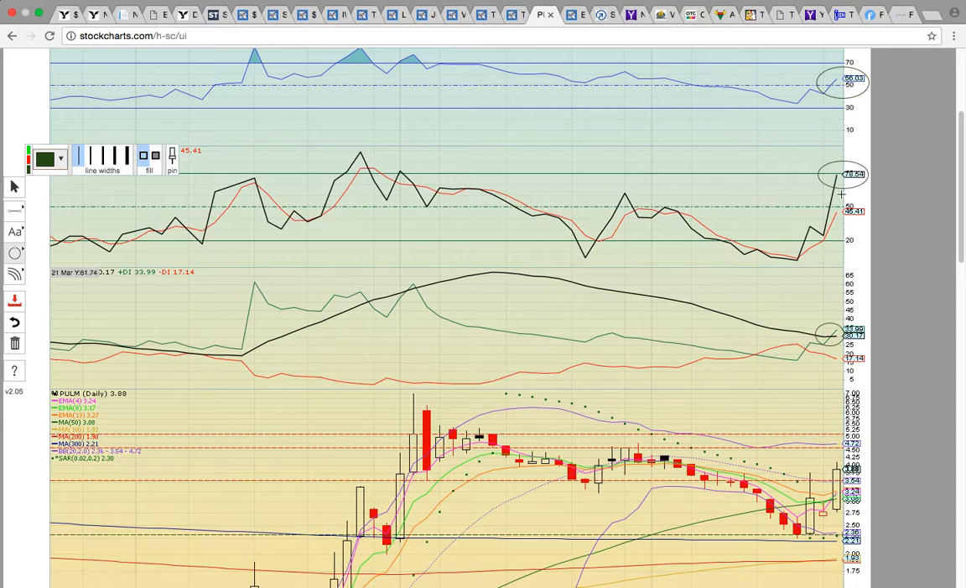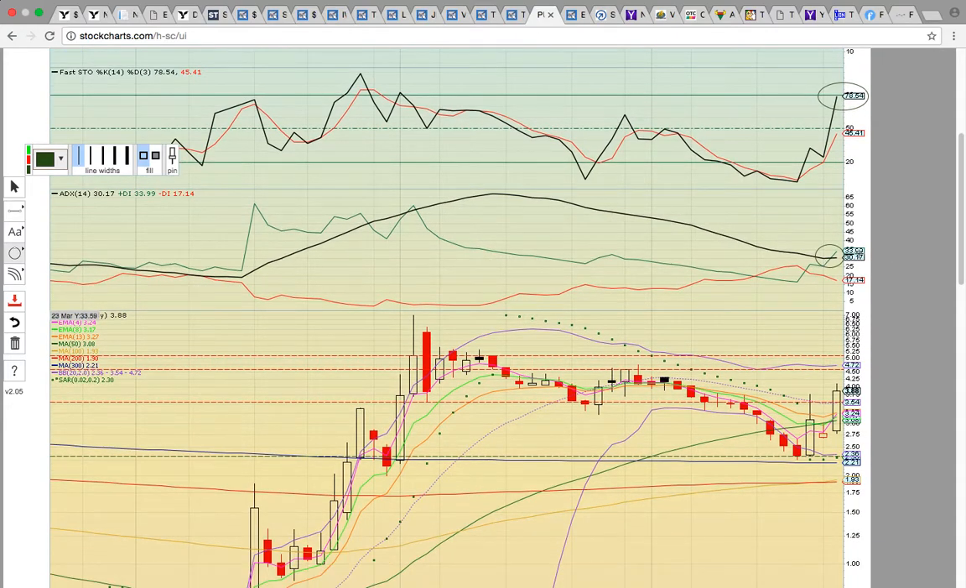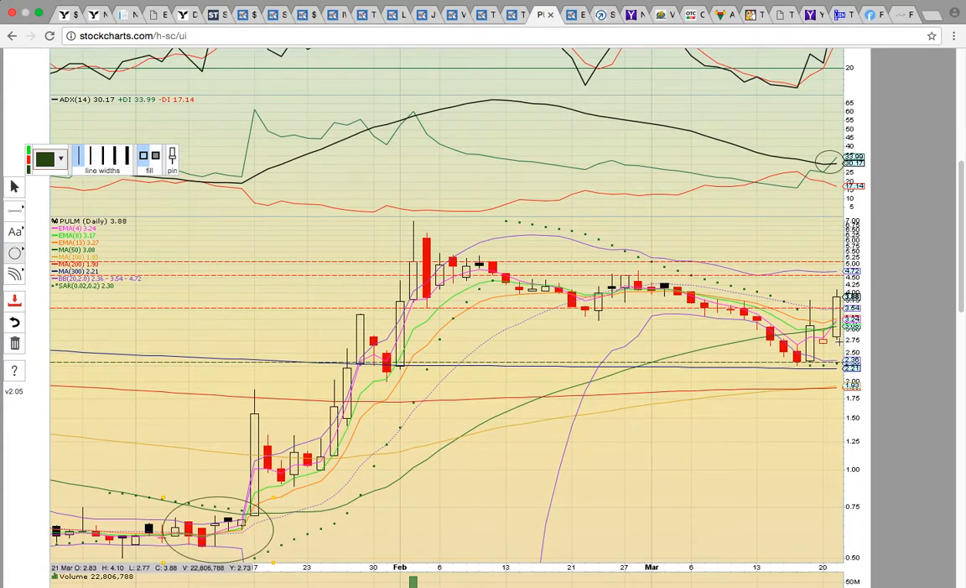Fasto closed at 78, but not at overbought levels yet, so it still has some juice to run. You've got a bullish crossover with plus DI crossing ADX to the upside. The bullish development today was the close above the 50-day simple moving average, the green line, and above the middle Bollinger Band, the dotted purple line. That's what we were really looking for.